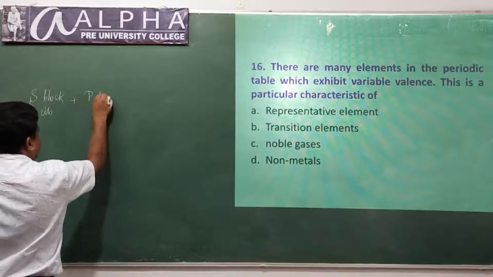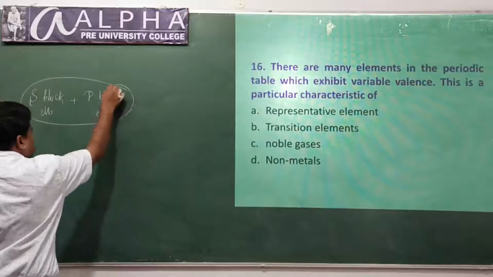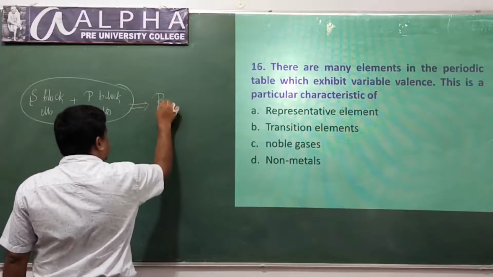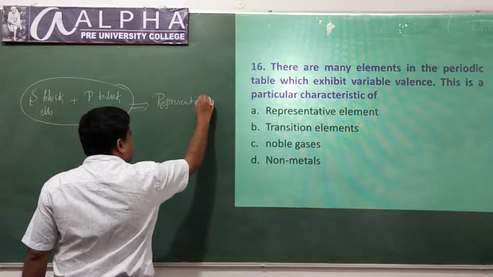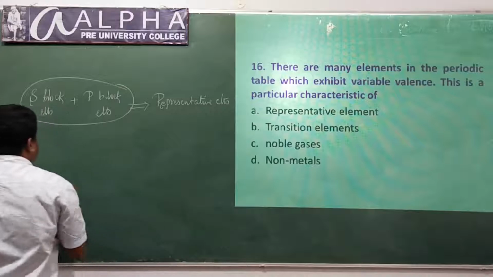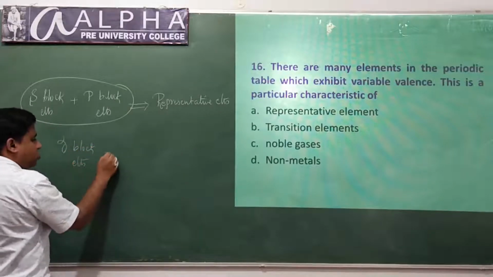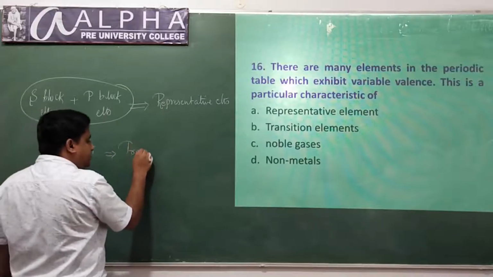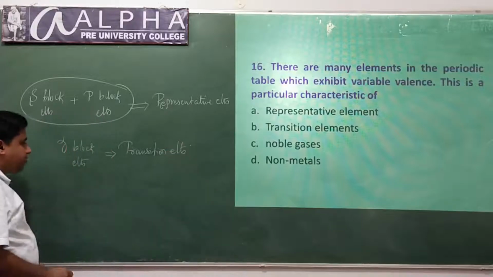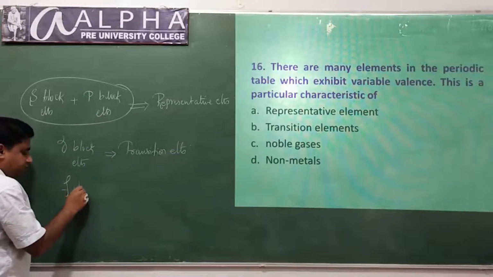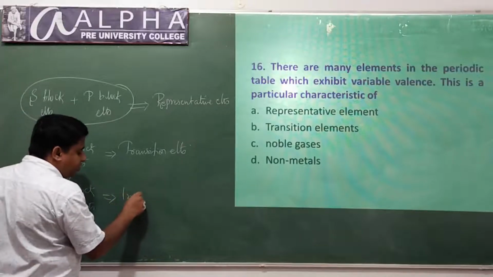and P block elements. S block elements and P block elements together are called representative elements. Whereas D block elements are called transition elements. F block elements are called inner transition elements.